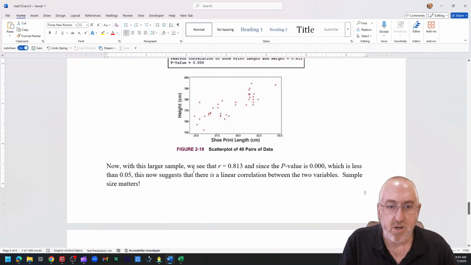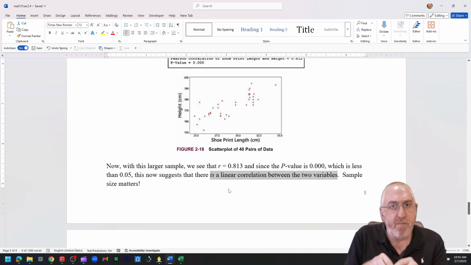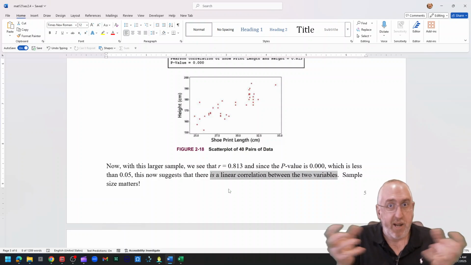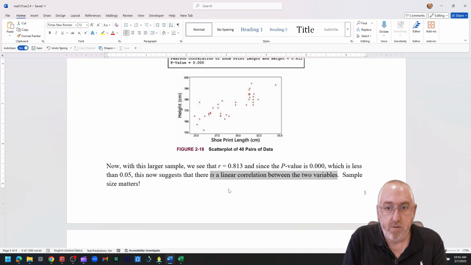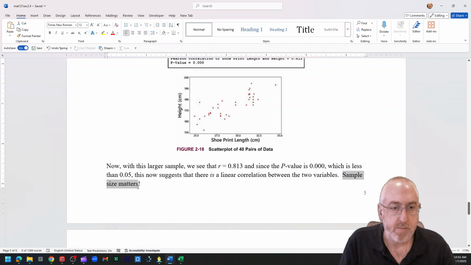So with this larger sample, we see that R is equal to 0.813, and since the p-value is 0.0000, which is less than 0.05, this now suggests that there is a linear correlation between the two variables. So even though the R might not fully support a linear correlation, because you might have too many data points and you don't know those critical values, the p-value will strongly determine that. So sample size matters. So be careful of that.